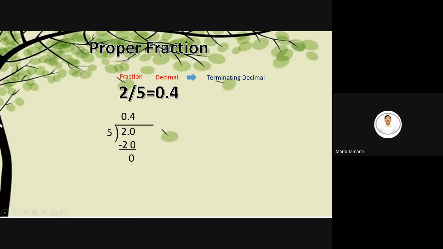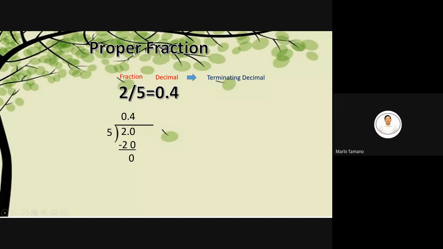4 times 5 is 20. Then after multiplying, that's the time you're going to subtract. Then 0 minus 0 is 0. Then 2 minus 2 is also 0. You can use 1, 0 is enough. Do not use 0, 0 anymore. So again, 1, 0 is enough. As you can see, there is no remainder. 0 po ang remainder.